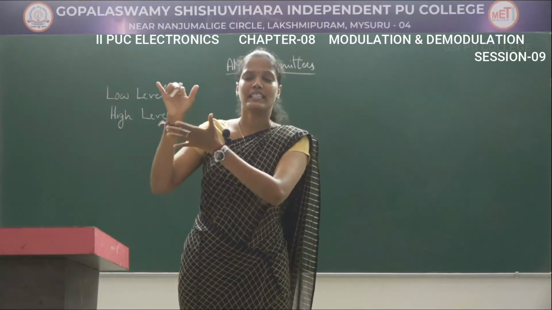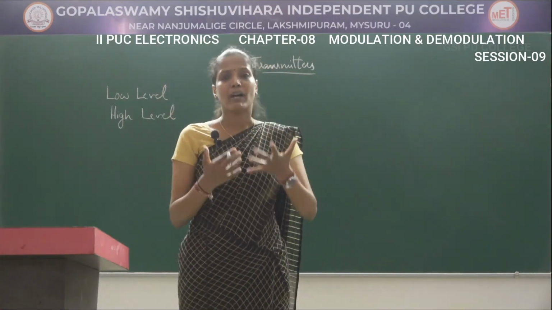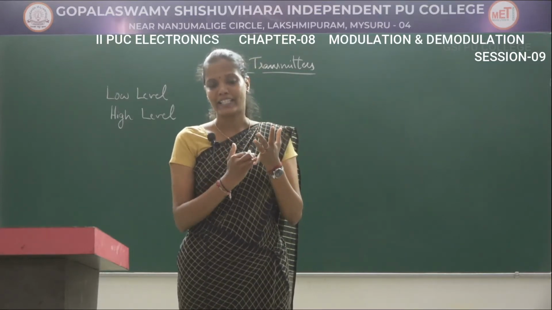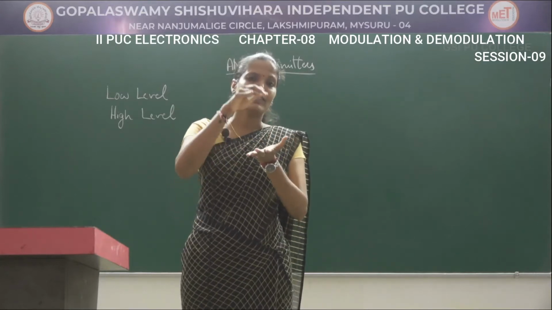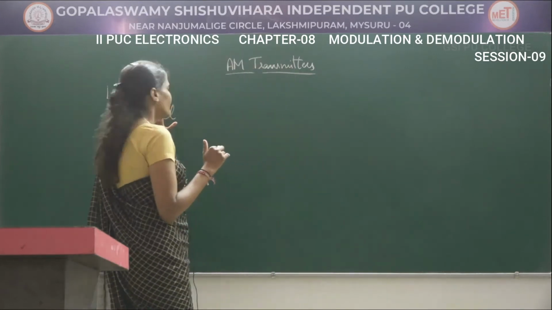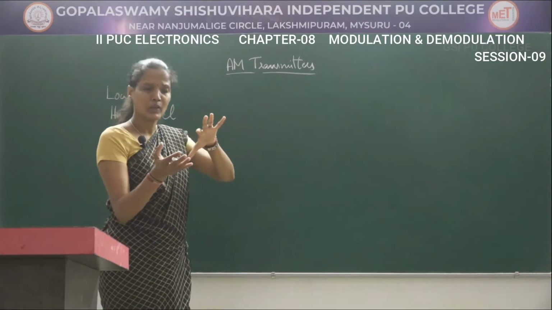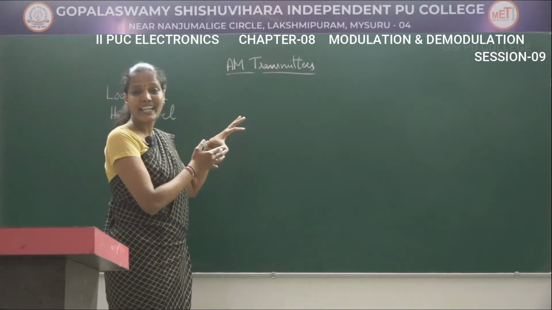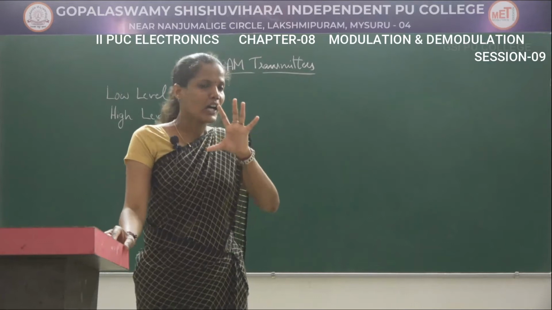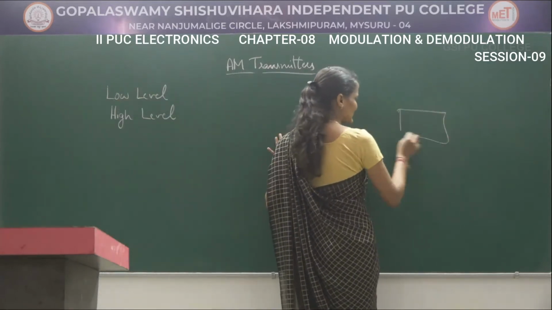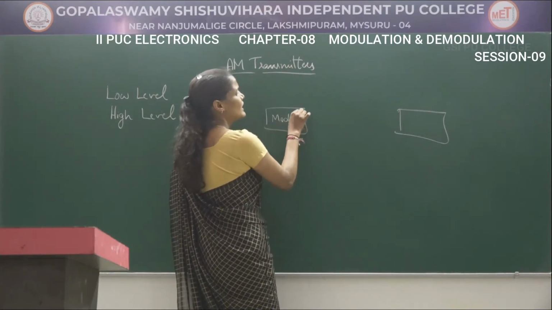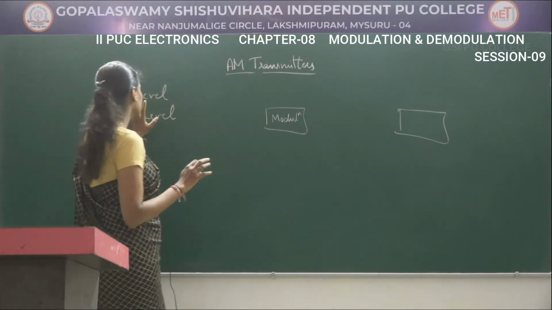That is, the last stage of an AM transmitter. The power levels or signal strengths, either of the carrier signal or the modulating signal, will be increased before the modulation process. In the low level modulation, the modulation process will be prior to the last stage of this AM transmitter. AM transmitters contain different blocks. So in low level modulation, if this is the block diagram, the modulation process will be prior to the last stage.